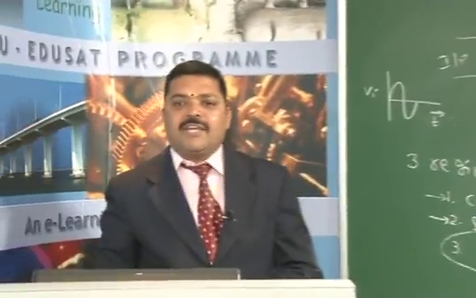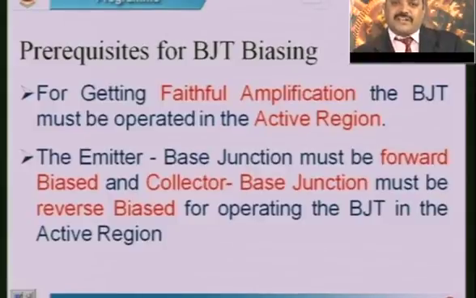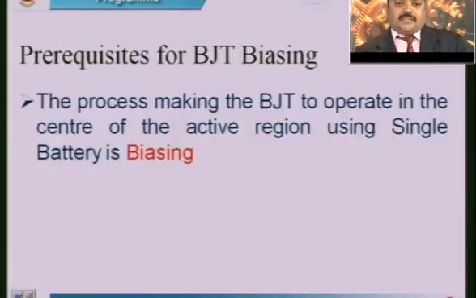So, for getting the faithful amplification, the BJT must be operated in the active region. Then the emitter base junction must be forward biased and collector base junction must be reverse biased. Then we say that BJT is operated in the active region. Then the process of making BJT operate in the center of the active region by using a single battery is called as biasing.